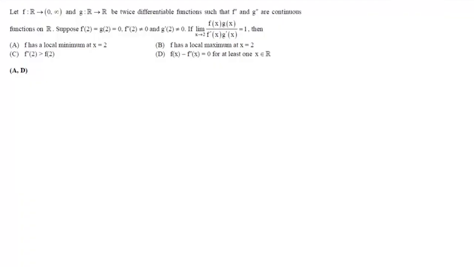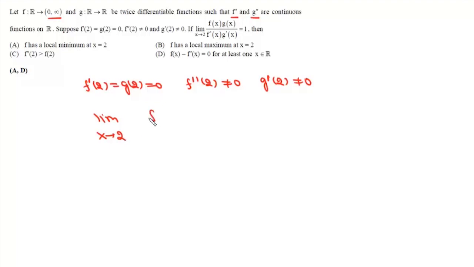Now the question is, a function is defined from R to 0 to infinity, and f(x), g(x) are twice differentiable functions such that f dash and g double dash are continuous functions on R. Now it is given that suppose f dash 2 equals g(2) equals 0 and f double dash 2 is unequal to 0 and g dash 2 is also unequal to 0. We need to find this limit, which is the limit x tends to 2 of f(x) into g(x) upon f dash x into g dash x, and it is equal to 1.